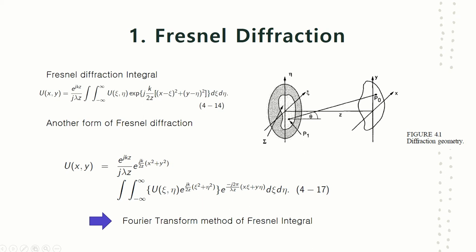This equation is the Fourier transform of u(ξ,η) times the exponential term. So by Fourier transformation of u(ξ,η) times the exponential term, we can figure out u(x,y), which represents the amplitude of the wave in the image plane.